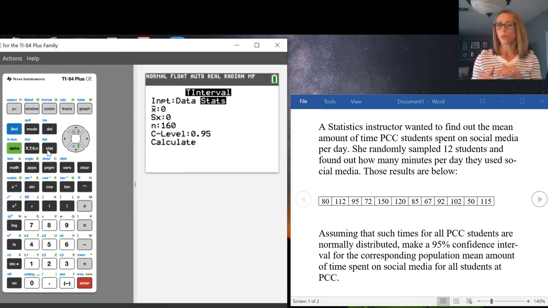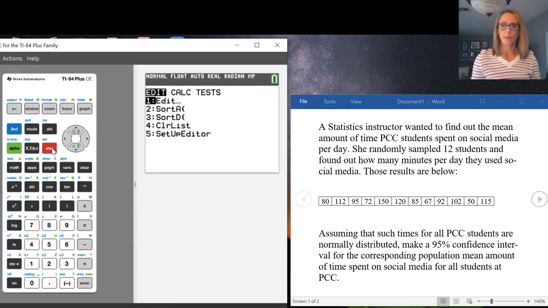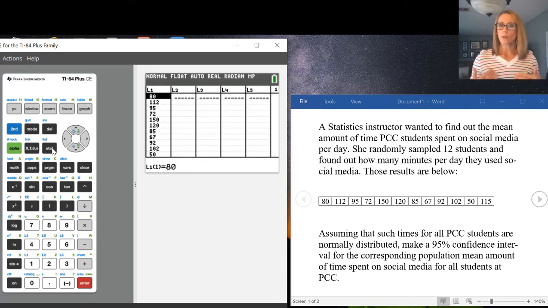But in this case, we are given our original data. We're given the 12 student numbers here, amount of time. So what I did already was I went to stat, and number 1 is edit, and you'll see that I already put the values into the calculator. So I have them in my list 1. I did that early because it's a little bit clunky, but there they are.